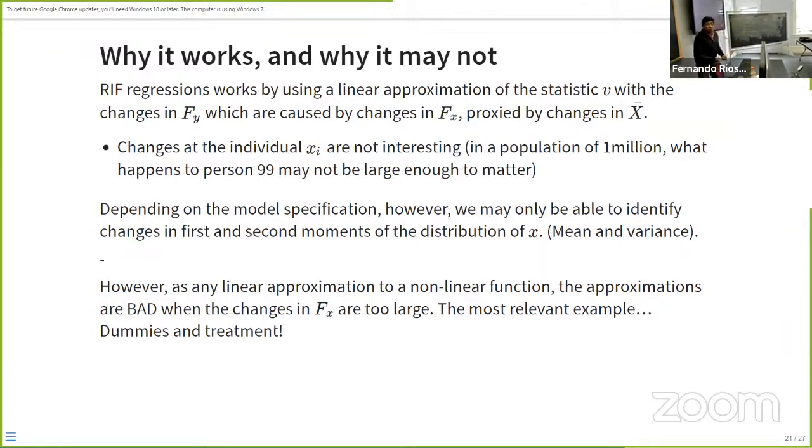So in terms of why it works and why it does not, RIF works using the linear approximation. The RIF itself is an approximation, just like a derivative, in which all the changes that we are trying to simulate on Y, which come from changes on X, are approximated by changes on the means, only changes on the means. So again, you have to think about whether a 1 unit change in the mean makes sense for the particular model you're using.